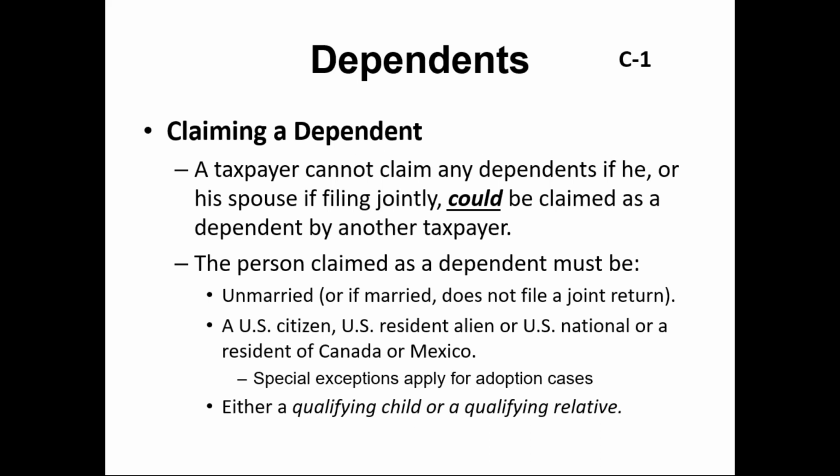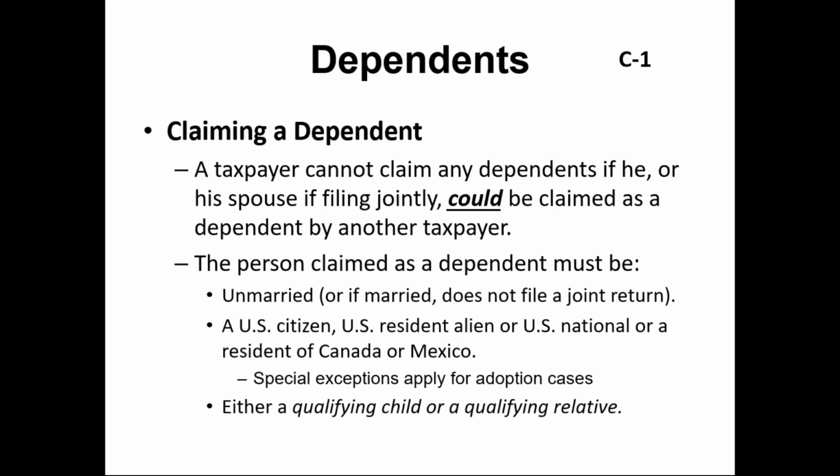kind of try and come up with a better example here. So we have a grandparent, a parent, and a small child. If they're all living in the grandparent's home, and the parent wants to take a dependency on their return for their small child, they cannot go ahead and have another dependency as well.